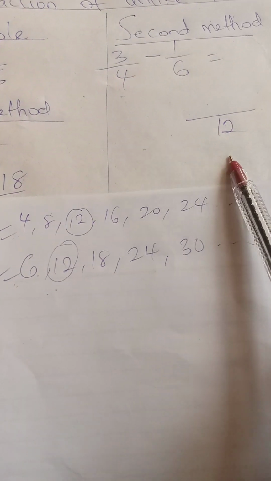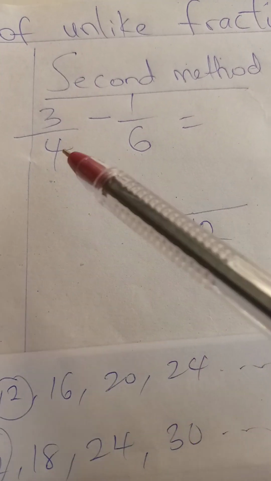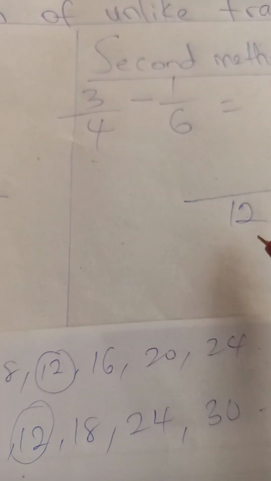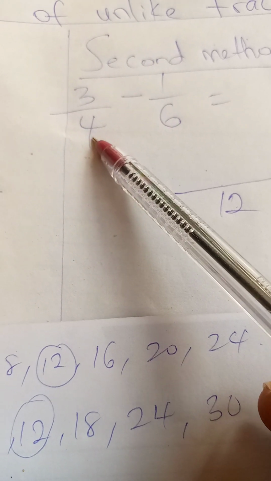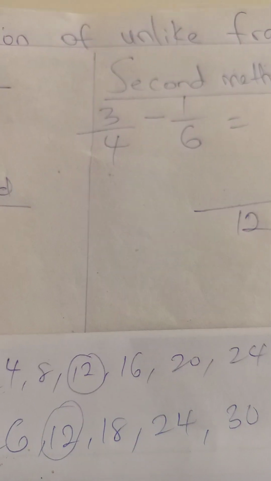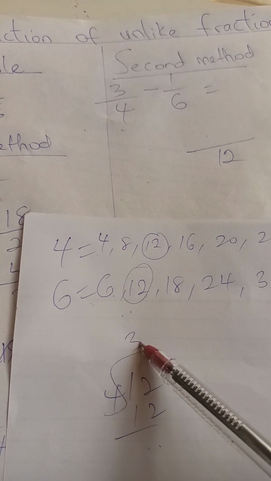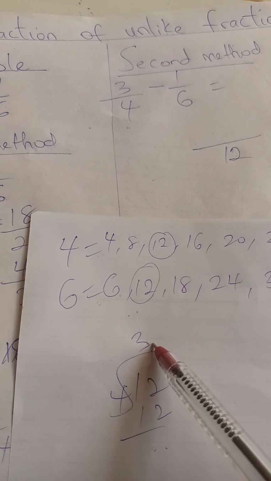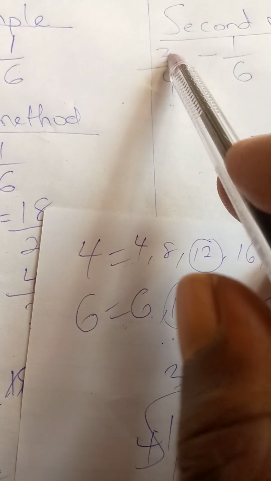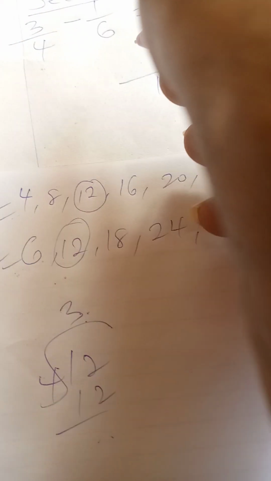So I'll write my LCM out. I'll go back to the question, which is 3 over 4 minus 1 over 6. This LCM that I've gotten, which is 12, I'll divide by the denominator of the first fraction, 12 divided by 4, and 12 divided by 4 gives 3. I'm not going to write it yet. This answer, which is 3, I'll multiply with the numerator of this fraction. That's 3 multiplied by 3, that's 9.